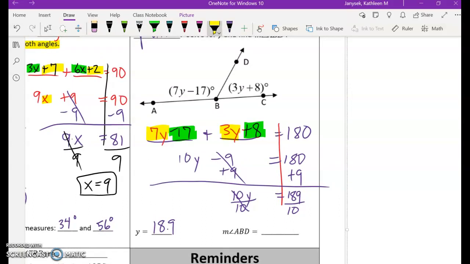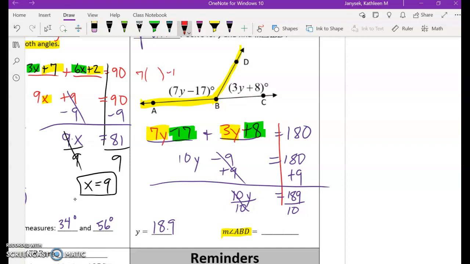Now, it asked for a specific angle. It used it by name, just like we have names. So angles have names. We're looking for angle ABD. So ABD. Okay, so that means it wants this angle right here. Okay, sorry about that. Angle ABD. So I need to find out what 7y minus 17 is.